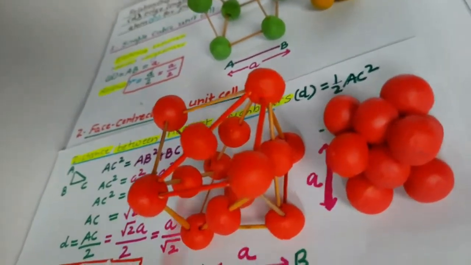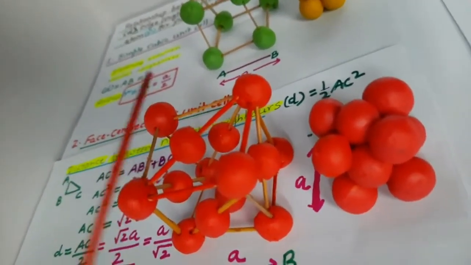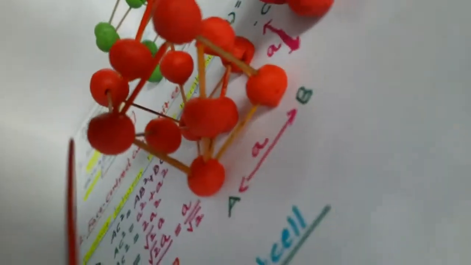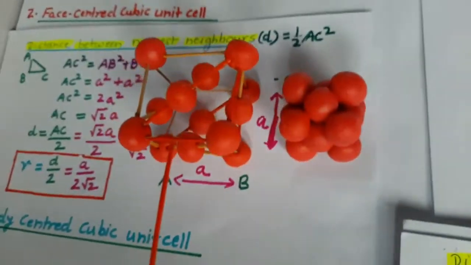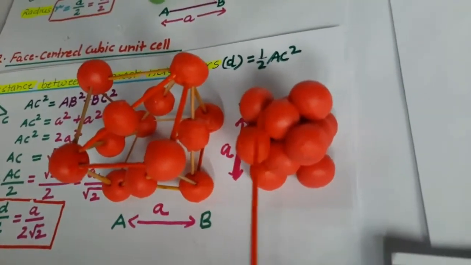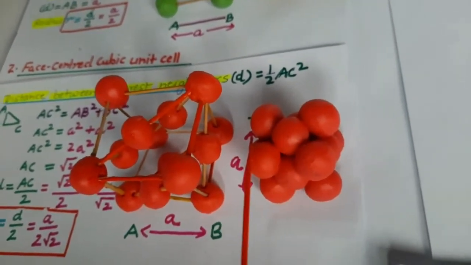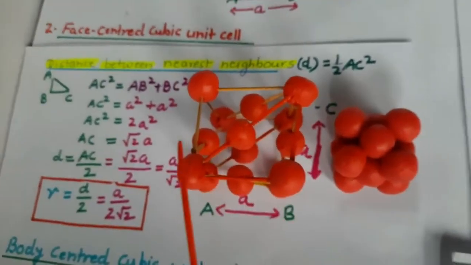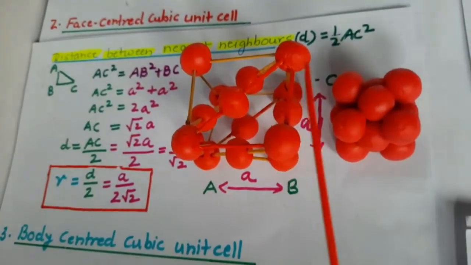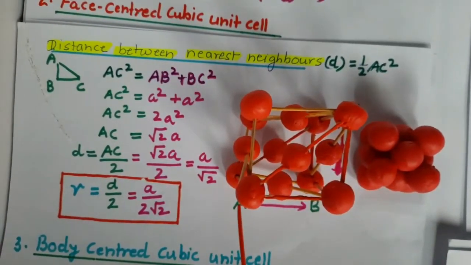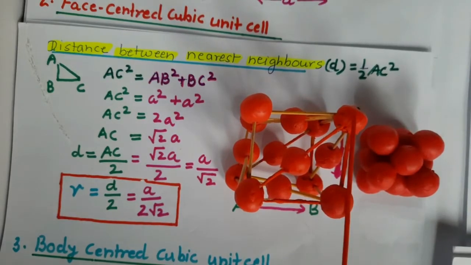Now this is the face-centered cubic unit cell, where the spheres are placed at the corners of the unit cell as well as at the face-centered position of each face. Let us have the view. Now here in this type of unit cell, the distance between the nearest neighbor will be equal to half of the face diagonal. Now let us consider this triangle A, B and C.